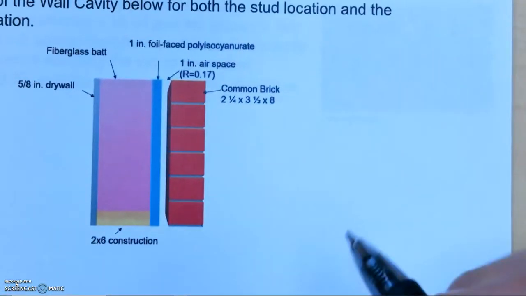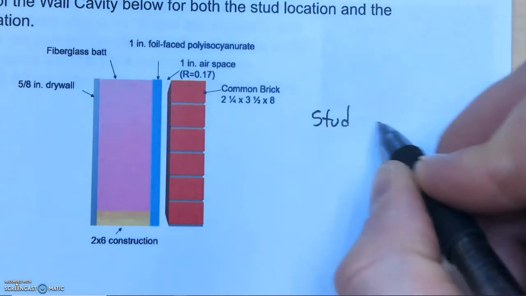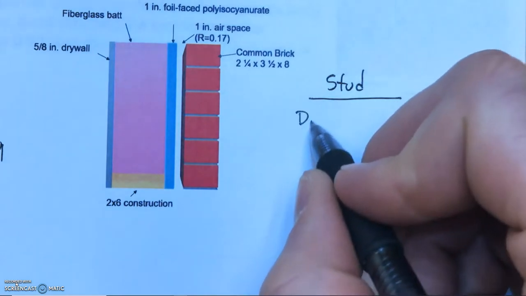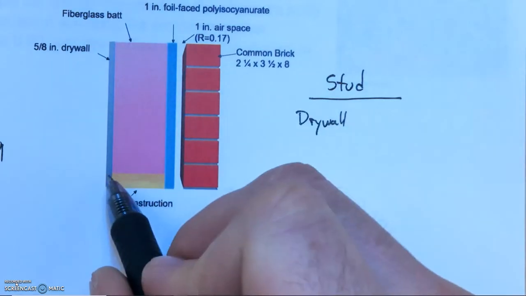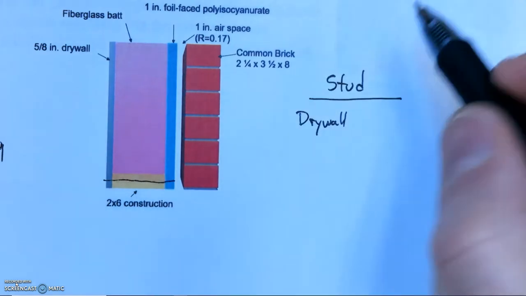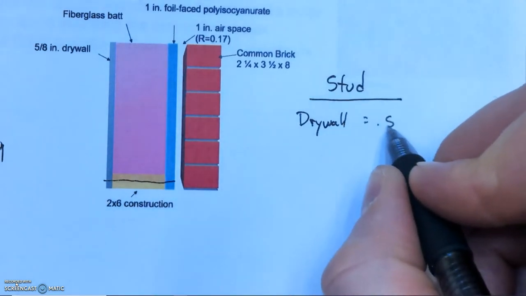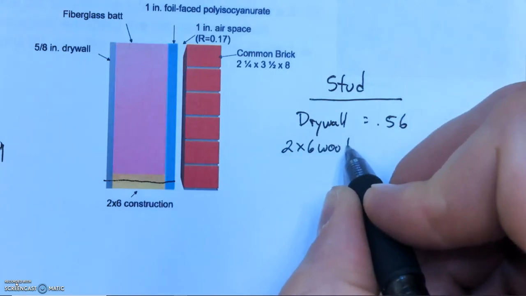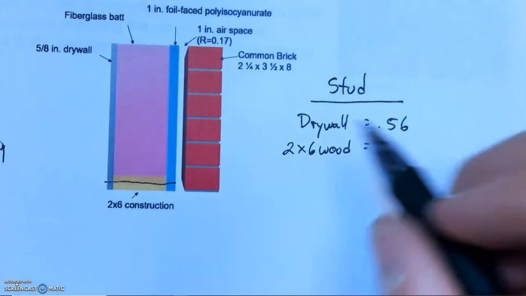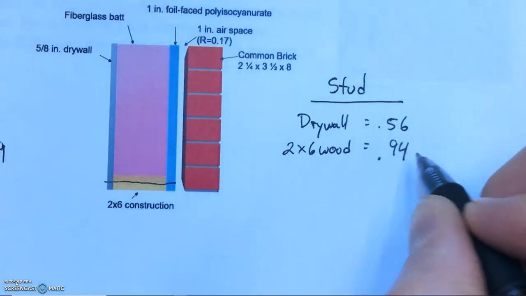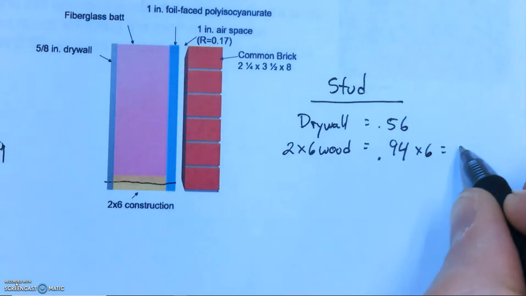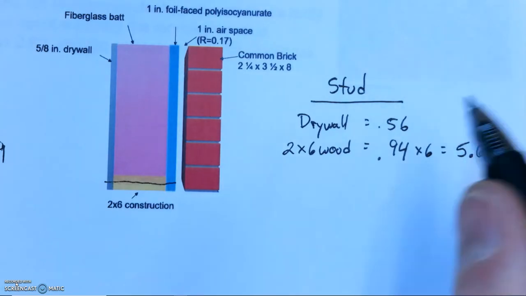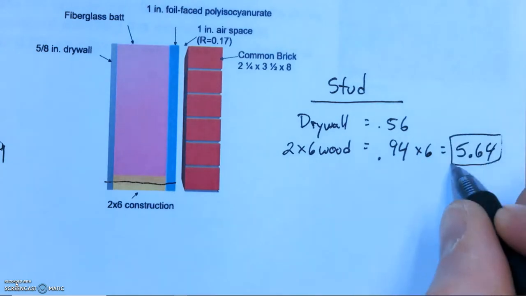Now, not only do we have a wall cavity, we also have where the wood stud is located. So we're going to use the same things. Again, we have drywall. We're down here now, so we're going through this area. So we have drywall, that's 0.56. We have the 2x6 wood. If you look at it, wood is 0.94 per inch, and we have 6 inches, so that's going to give us 5.64 for an R value. So that's going to be our R value for the wood.